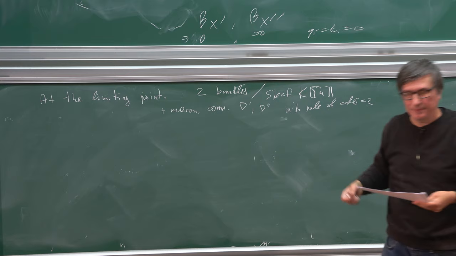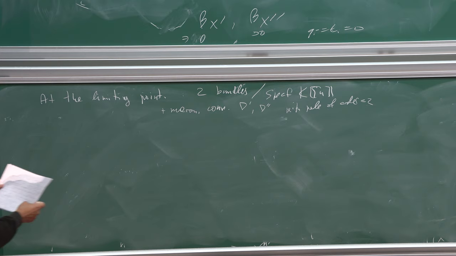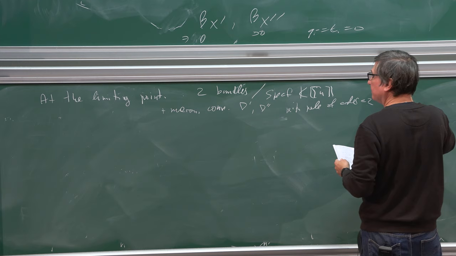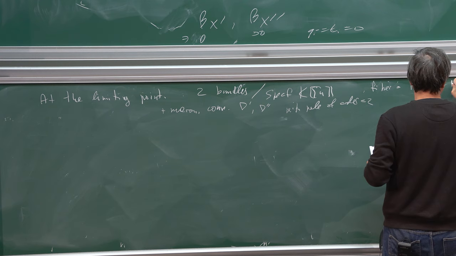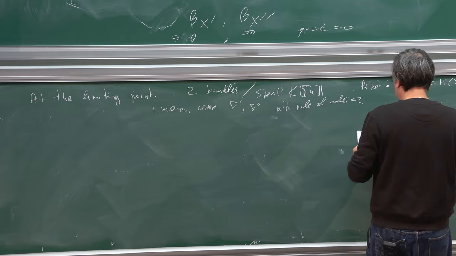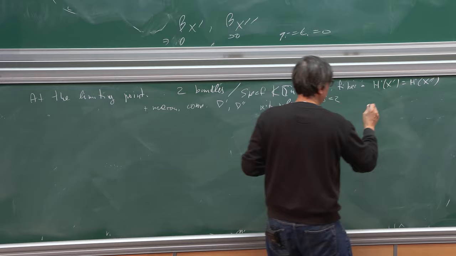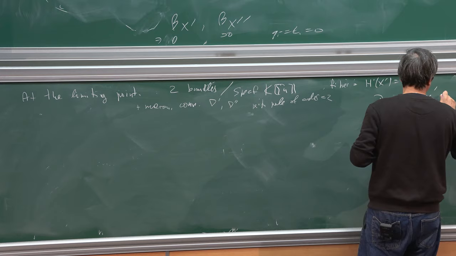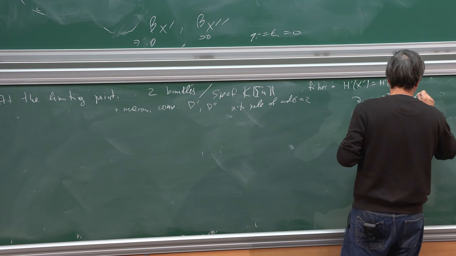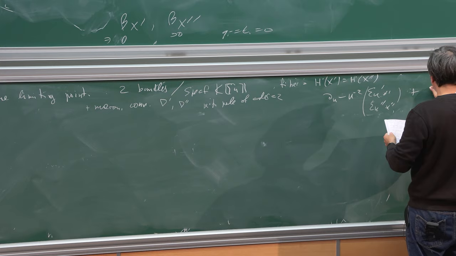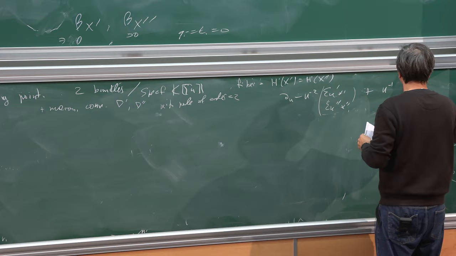And at this limiting point, you should write these connections, and the connection in the considered fiber will be the cohomology of X prime, which is the cohomology of X double prime. It will be a trivial bundle, and the connection has the following form. It will be d minus u^2 u prime or u double prime, depending on one of the choices, and 1 over u, minus 1, some gradient operator, which I forgot how to denote, something like degree minus.